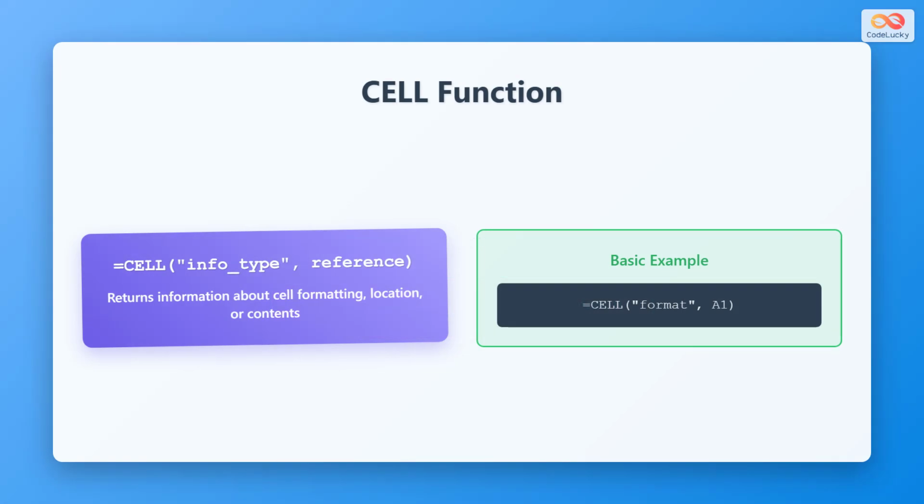The CELL function returns information about a cell's formatting, location, or contents. The syntax is as follows: =CELL("info_type", reference). As a basic example, the formula =CELL("format", A1) returns the number format of cell A1.